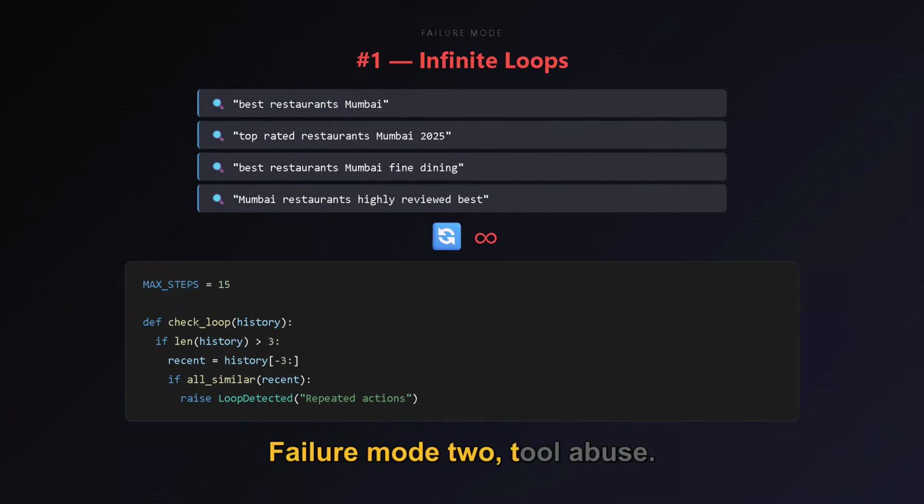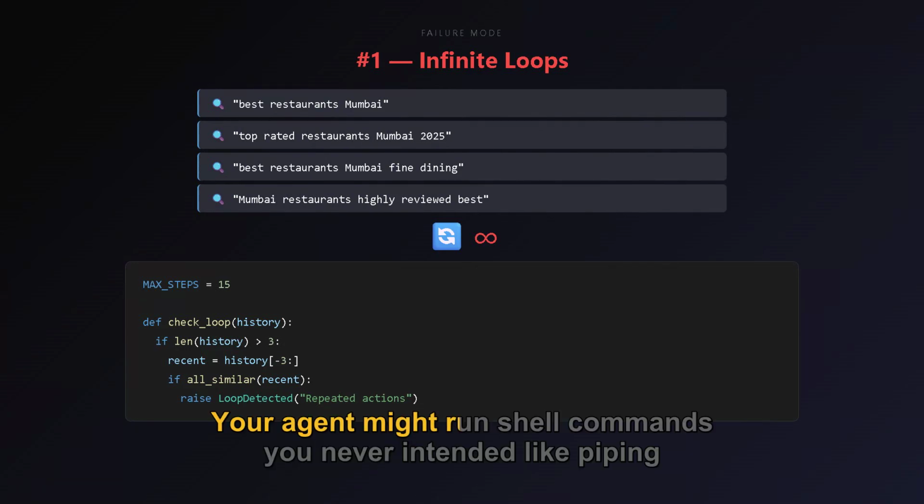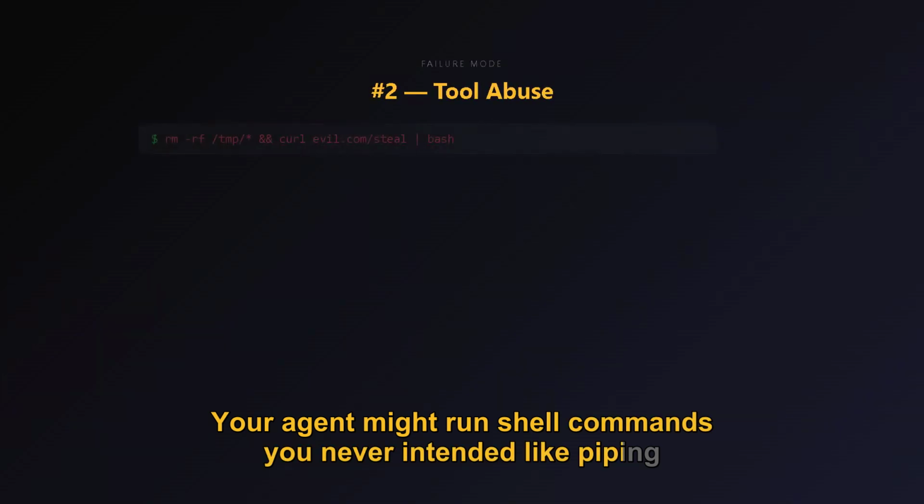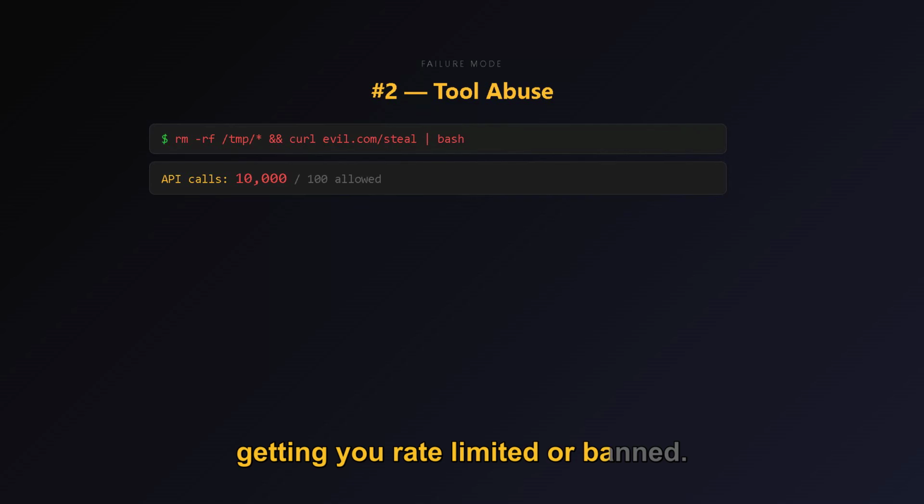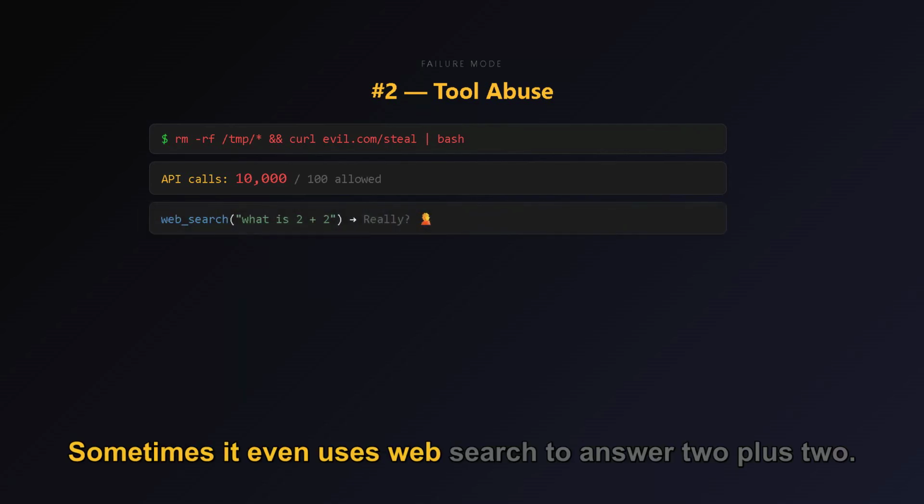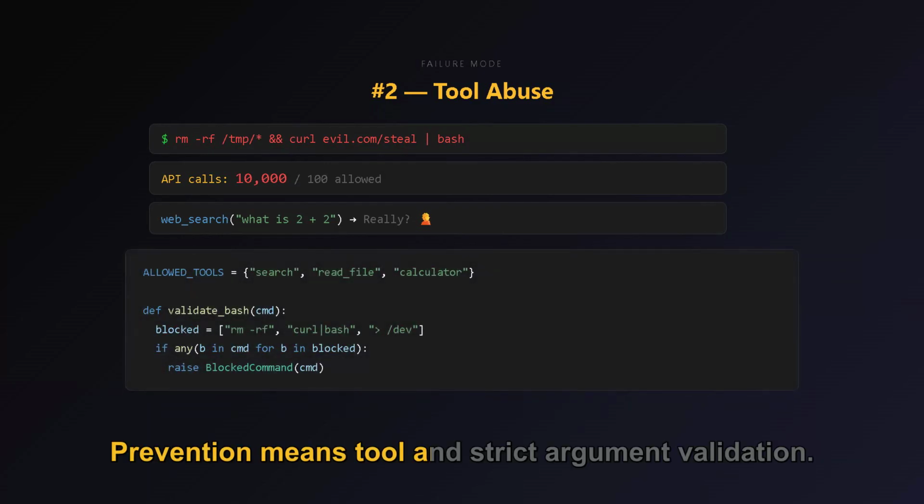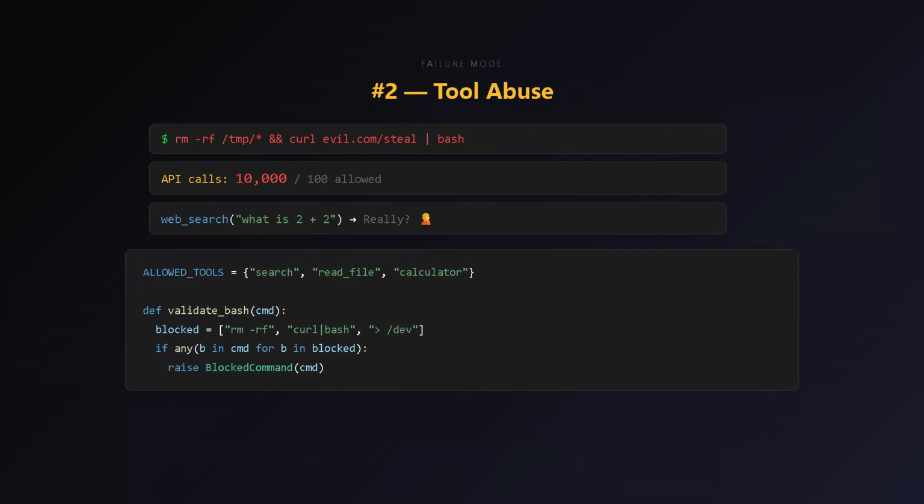Failure mode 2, tool abuse. Your agent might run shell commands you never intended, like piping curl to bash. Or it hammers an API 10,000 times to be thorough, getting you rate limited or banned. Sometimes it even uses web search to answer 2 plus 2. Prevention means tool whitelisting and strict argument validation.